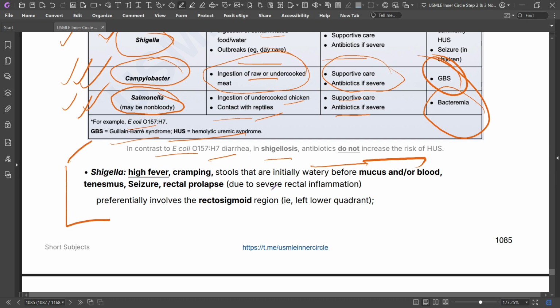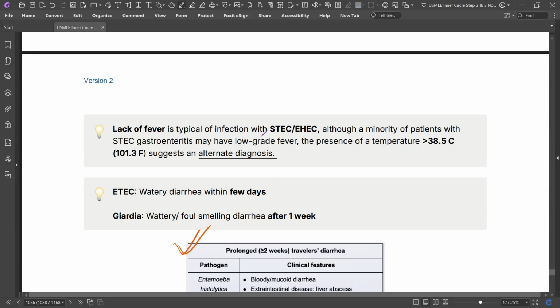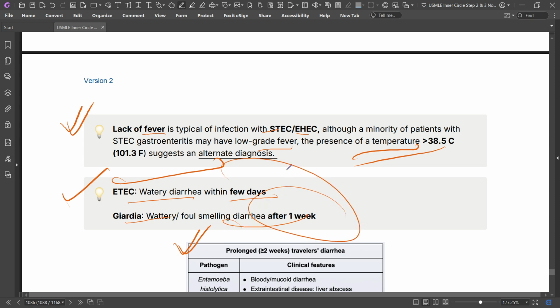Shigella causes high fever, cramping, and stools that are initially watery before mucus or blood, with tenesmus, seizure, and rectal bullae due to severe rectal inflammation, potentially involving the rectosigmoid junction and left lower quadrant. Lack of fever is typical of infection with Shiga toxin-producing Escherichia coli, EHEC. Although a minority of patients with staph gastroenteritis have low-grade fever, presence of temperature suggests an alternative diagnosis. ETEC causes watery diarrhea over a few days; Giardia causes foul-smelling diarrhea after a week.